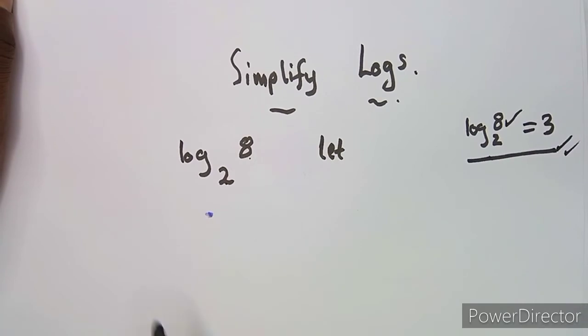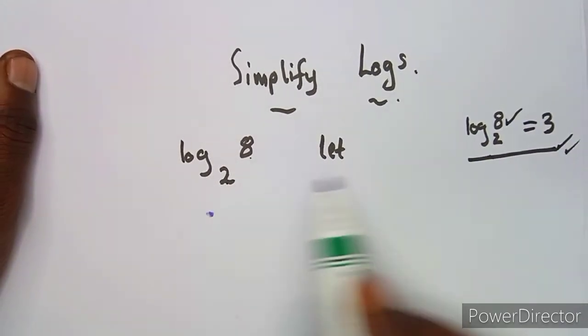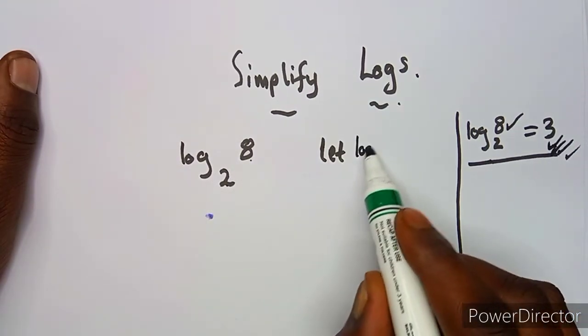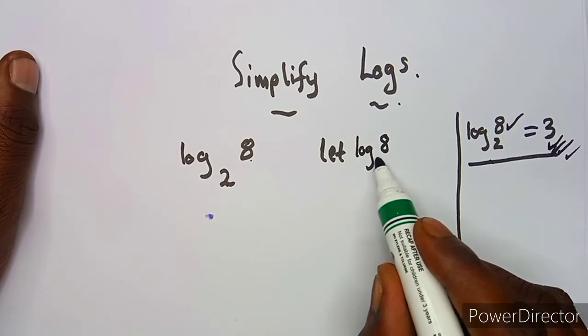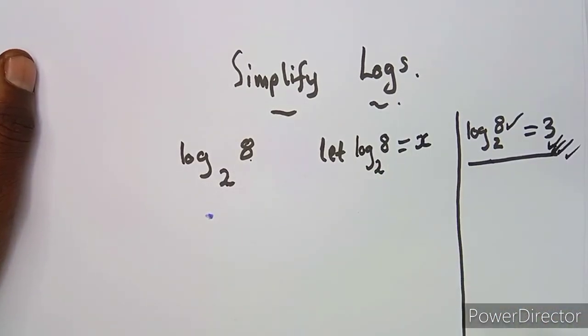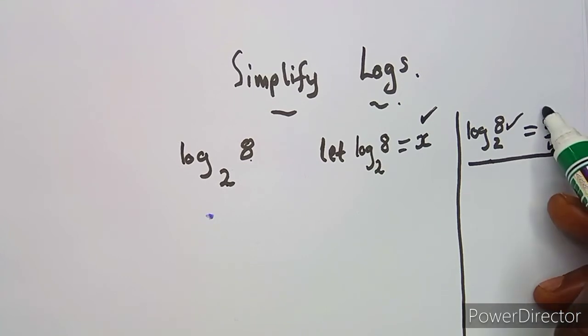I'm going to write it like this. Since I don't know the answer that I'm going to obtain, I'm going to let this logarithm of 8 in base 2 be equal to a certain answer, which I do not know, which is x. So let it be equal to x. How am I going to find this value of x? Because the value of x is the answer that I'm supposed to get.